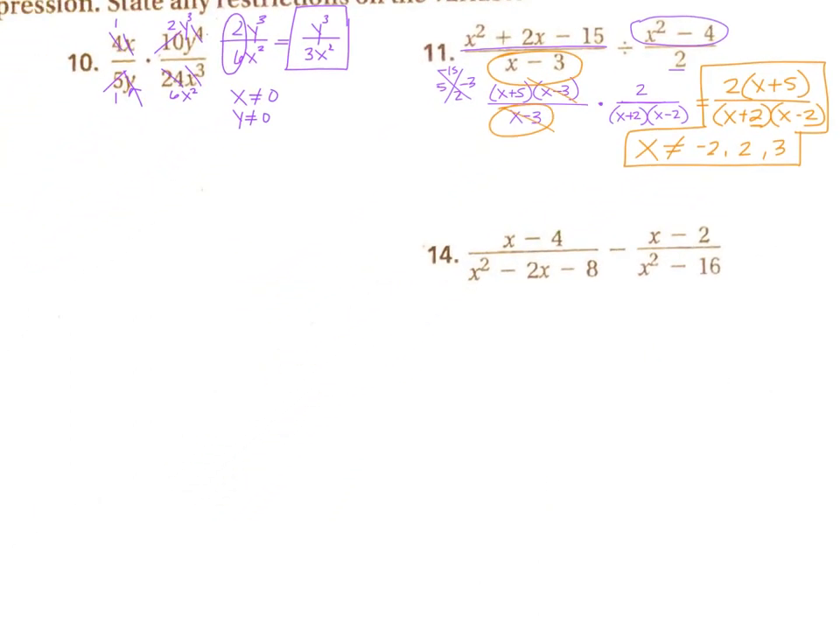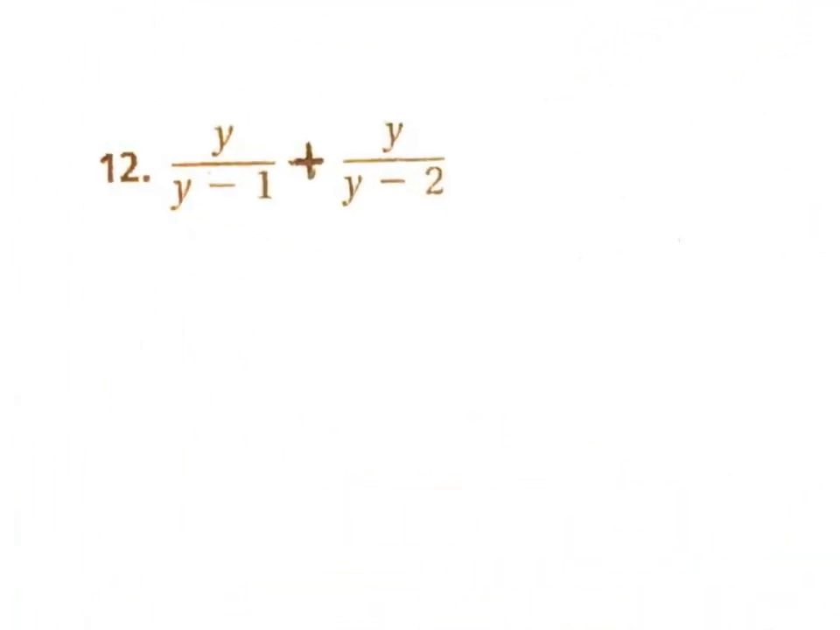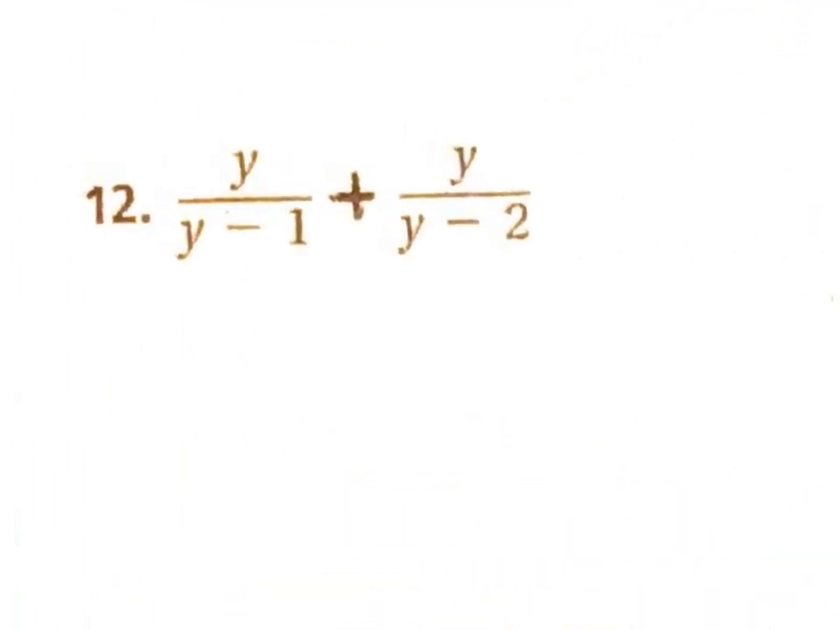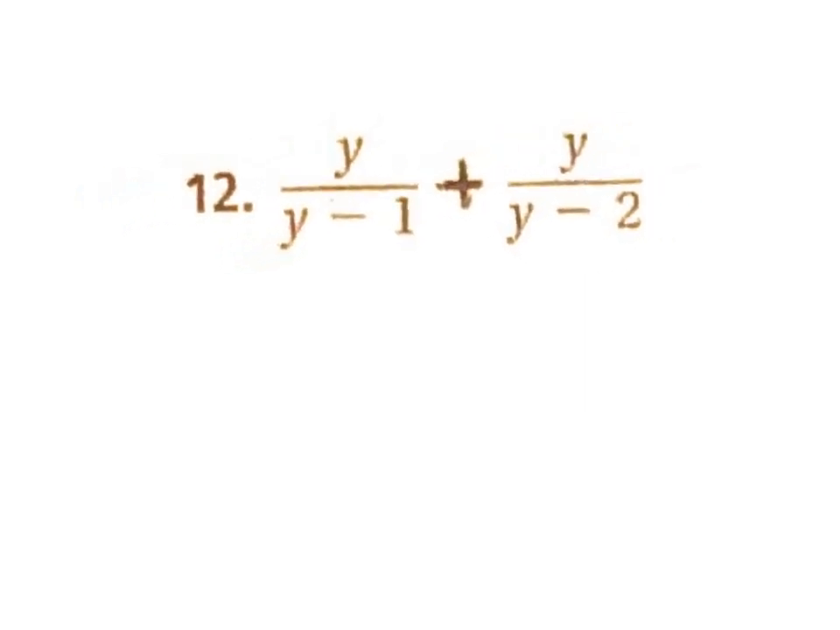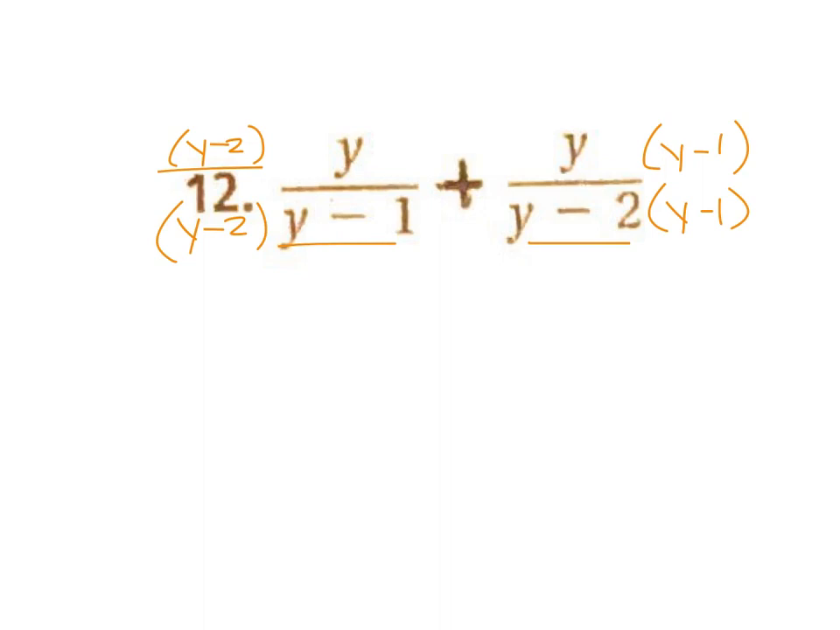Okay. All right, number 12 here. For this one, we're adding, okay? With addition, you do need a common denominator. So we're going to find a common denominator by just multiplying these two things together. So over here, we need to multiply by y minus 2 over y minus 2. Okay, and then we're essentially multiplying by 1. Over here, we're going to multiply by y minus 1 over y minus 1. Essentially, again, multiplying by 1. So we get y times y minus 2 over y minus 2 times y minus 1.